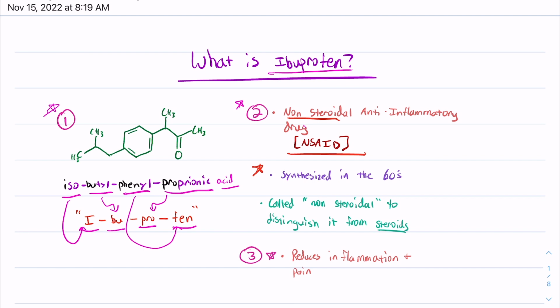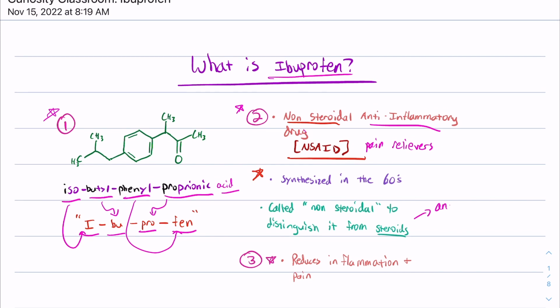What is it? Ibuprofen is in a category of drugs called non-steroidal anti-inflammatory drugs, shortened NSAIDs. And when you read about these or hear about them, they're usually called NSAID pain relievers because that's what they do. They relieve pain, amongst other things. NSAIDs were synthesized in the 60s. In other words, they were created in the 60s, and they're called non-steroidal to distinguish them from steroids, namely anabolic steroids, which are the steroids that people take to get big muscles. Those are also used for arthritis and medicinal purposes. Anabolic means to build up.